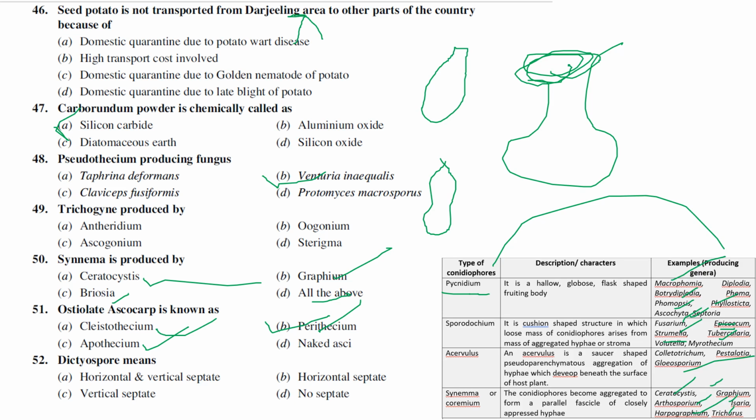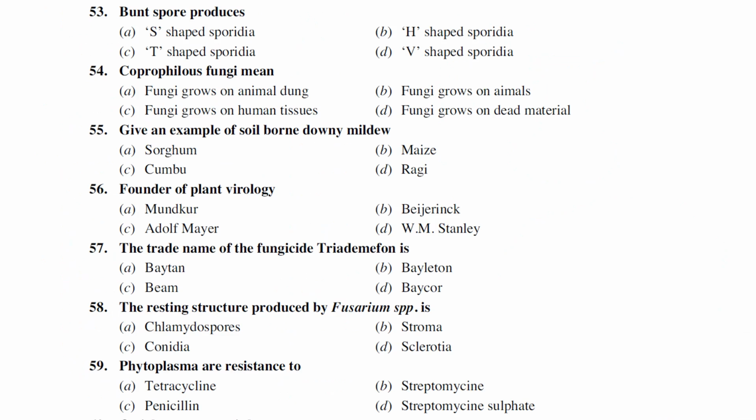Sometimes it looks like a bell shape with a very long beak. Actually the beak is sometimes 3 to 4 times bigger than that of the spore, right? So this dictyospore, which generally means the spore which contains both vertical and horizontal septa, is known as dictyospore. Best example is Alternaria.